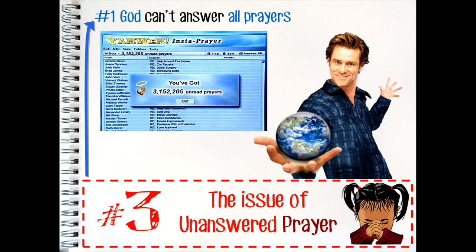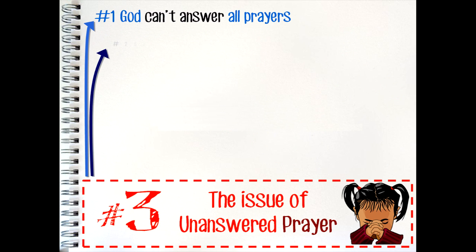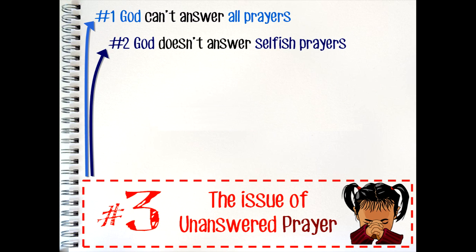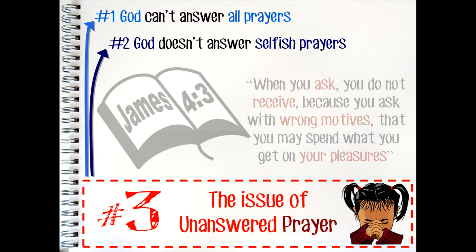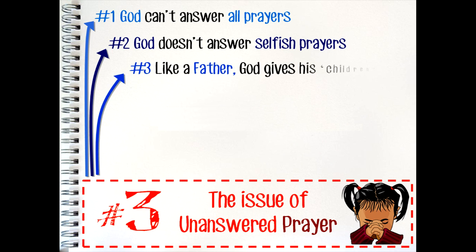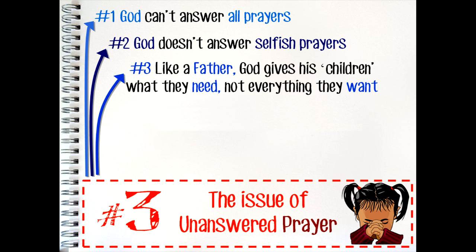absolute chaos. Secondly, some prayers are selfish, and it may be that God doesn't want to answer prayers that only help one person. For example, in the New Testament, the Apostle James says, "When you ask, you do not receive, because you ask with wrong motives, that you may spend what you get on your pleasures." Thirdly, many religious people see God as a father-type figure, and often parents don't always give children what they want, because they know what is actually best for them. So God acts like a father, giving his children what they need, but not everything they want.